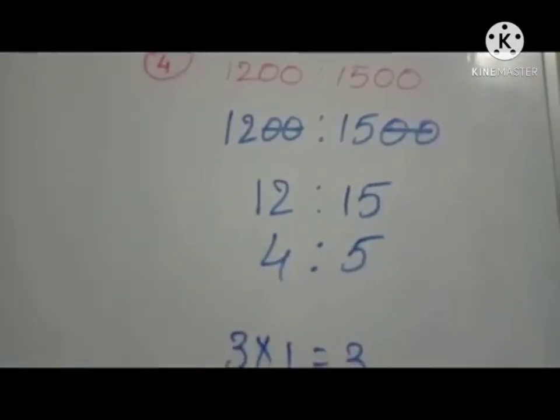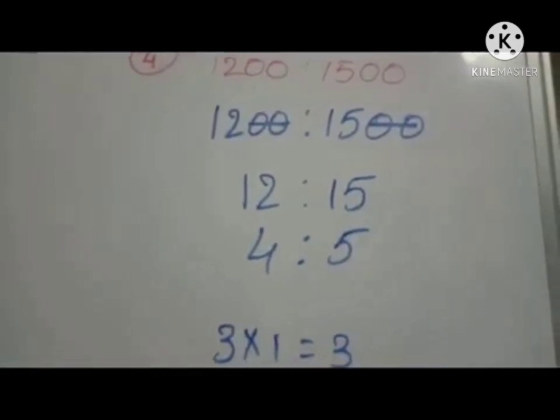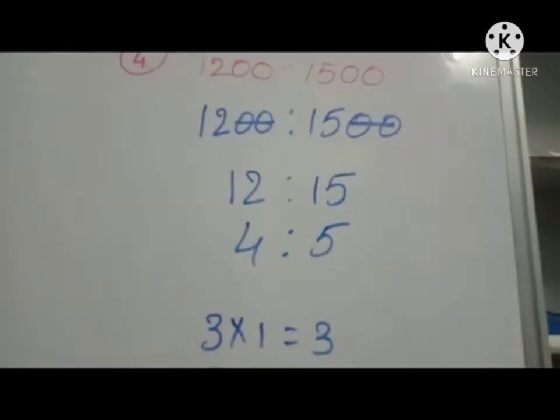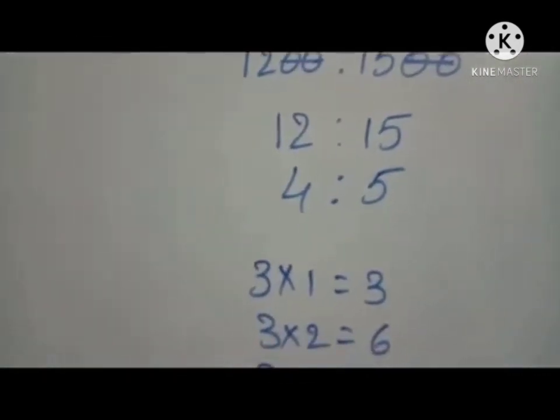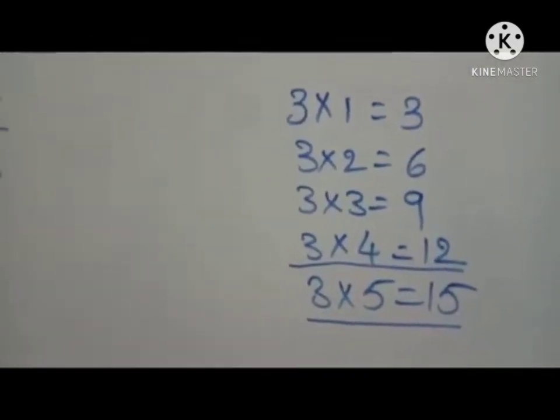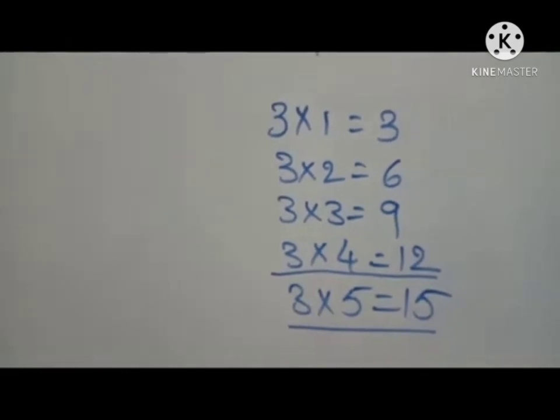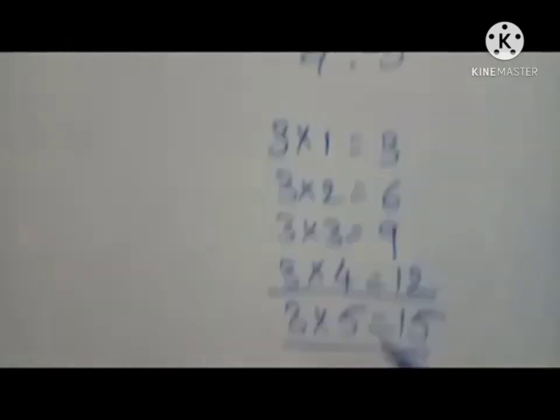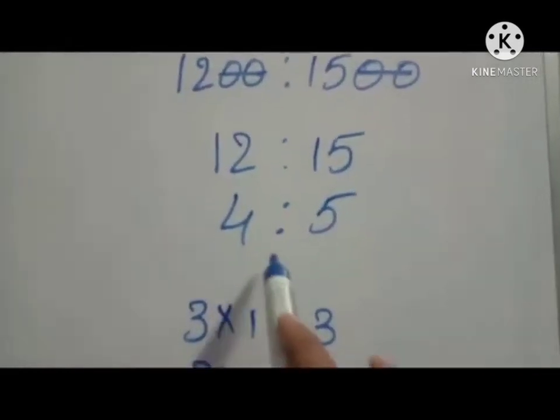Next, what is the number here? 12 is to 15 is there. 12 and 15 are there in only one table. 12 and 15 should be in only one table. Which table are they in? They are in the 3 table. So how many times are there? 12 and 15 in the 3 table? 4 is to 5. That is the lowest term.